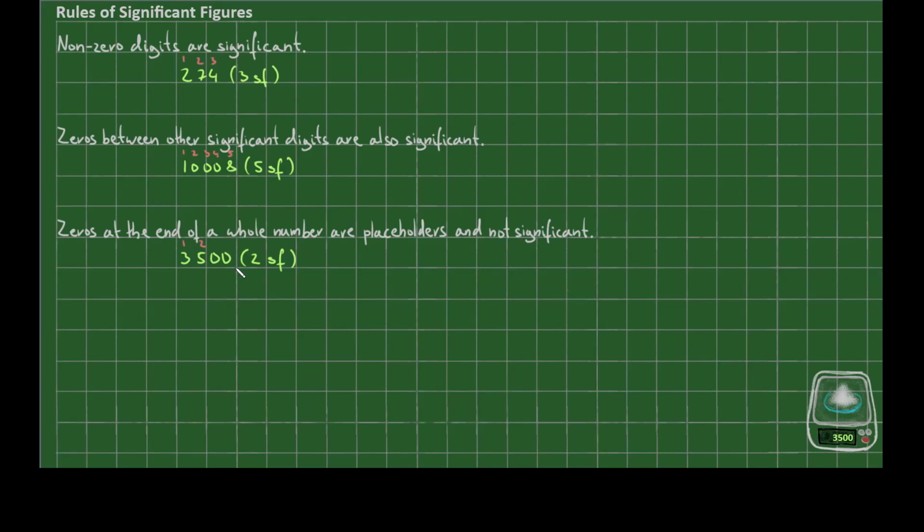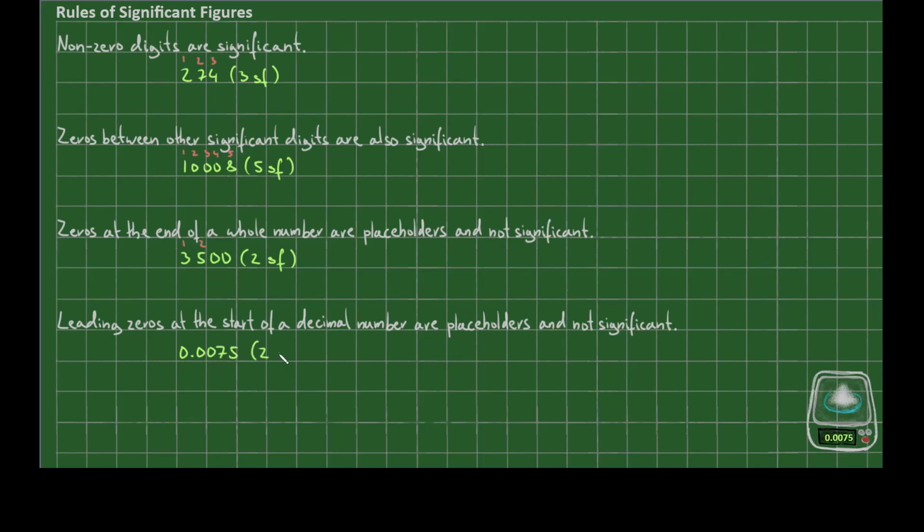The fourth rule states that leading zeros at the start of a decimal number are also placeholders and not significant. A value such as 0.0075 has only 2 significant figures, the 7 and the 5. The 3 zeros in front are leading zeros and they are not significant. Their purpose is to indicate the value of this 7 here.